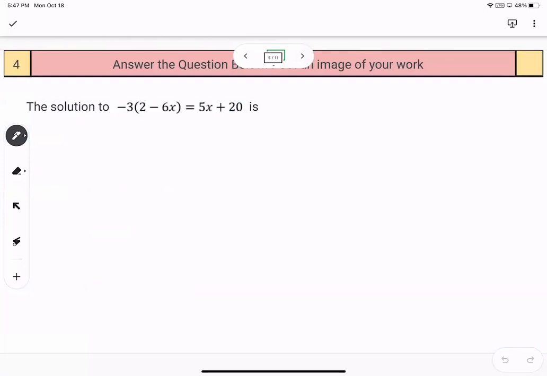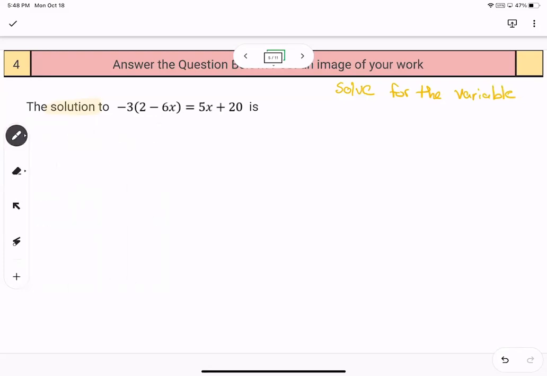Number 4, the solution to -3(2 minus 6x) is equal to 5x plus 20. So something I want to highlight and note is that when you see they're asking you for the solution, they're asking you to solve. They want you to solve for the variable. And that means our goal is to isolate the variable.